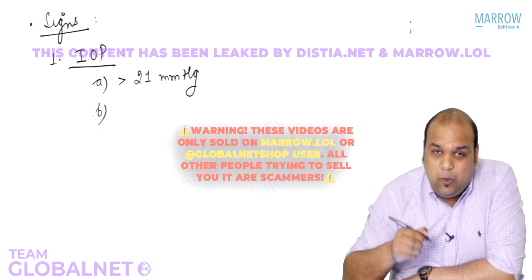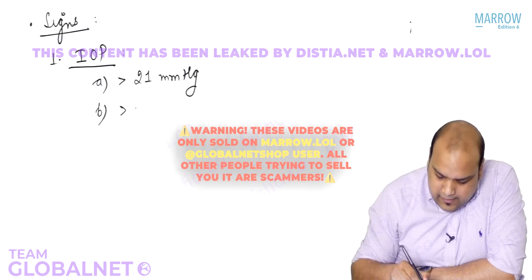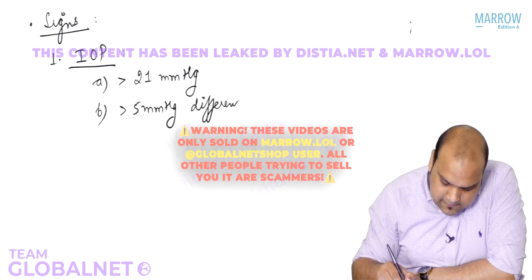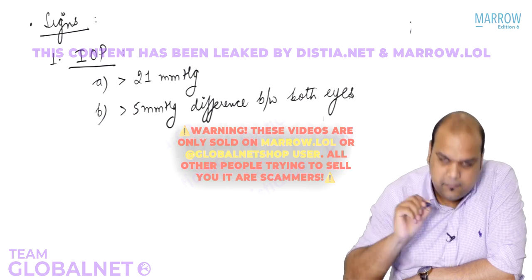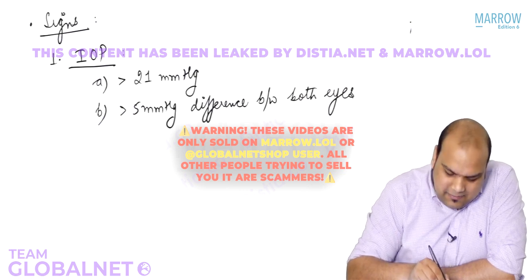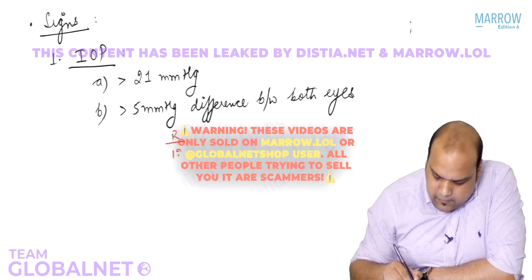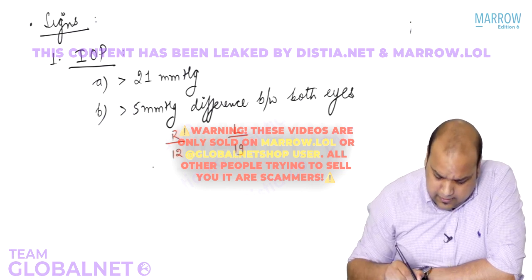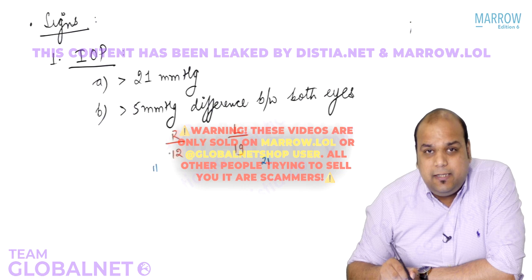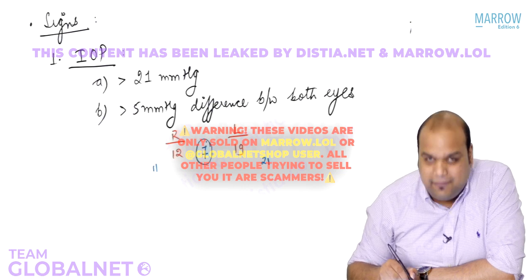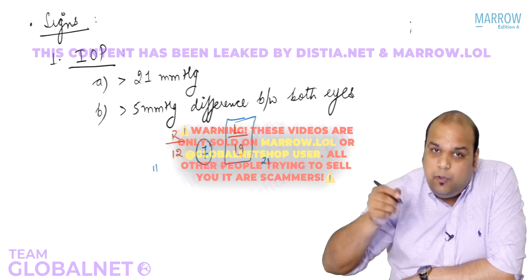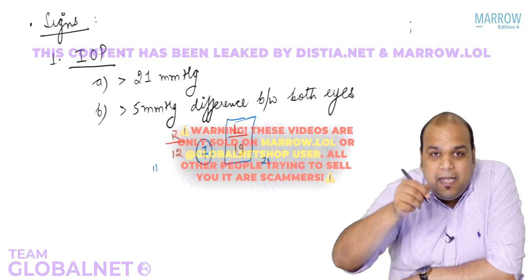So how do we define glaucoma with a normal IOP? Greater than 5 mm Hg difference between both eyes. Let's take an example. Let's say my right eye has a pressure of 12 and my left eye has a pressure of 19. Both are within the normal range, yes or no? The normal range is 11 to 21. But still the difference between both the eyes is greater than 5, it is 7. When this is so, we say the eye with the higher pressure, even though it is within the normal limit of IOP, can have glaucoma.